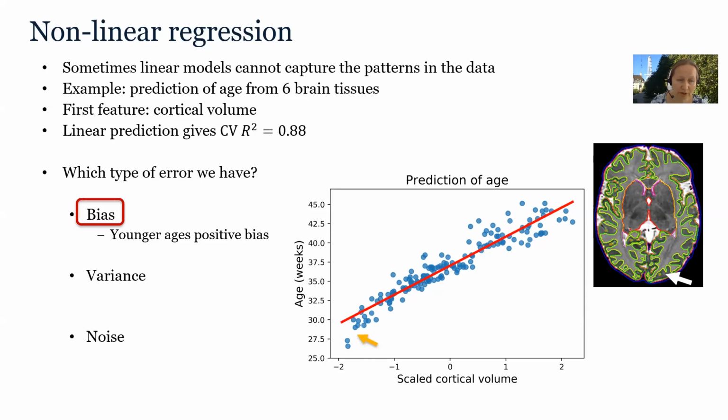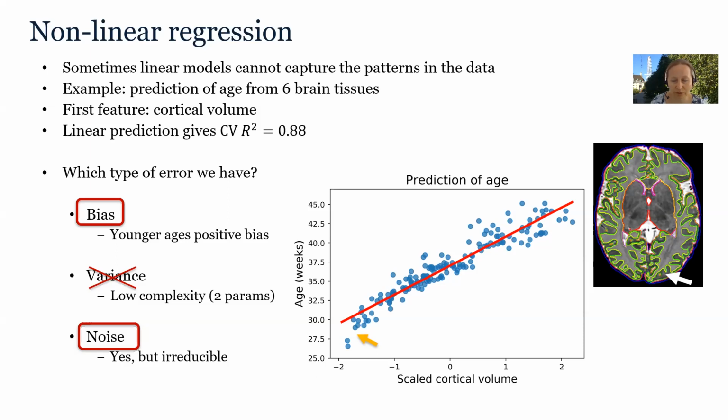So this time we do have bias error. If you look at the youngest babies, the predicted ages seem higher than what we would expect when looking at the plot. So we have positive bias. Now, the variance error is unlikely there because we have a model of low complexity, but we do have noise, but there is not much we can do about that. Because we have the bias error, we can try to change the model to see whether we can improve the predictions.